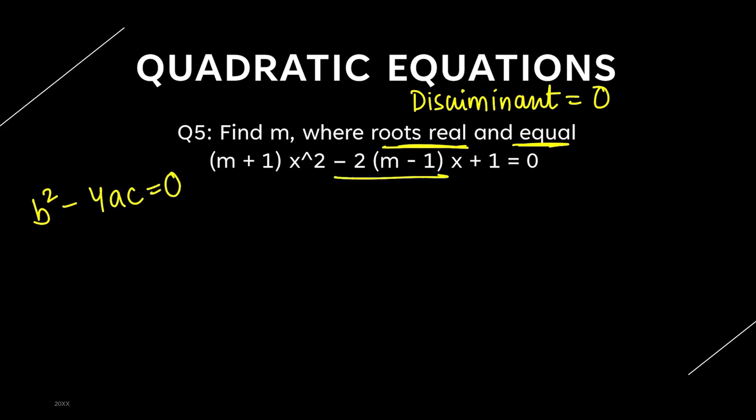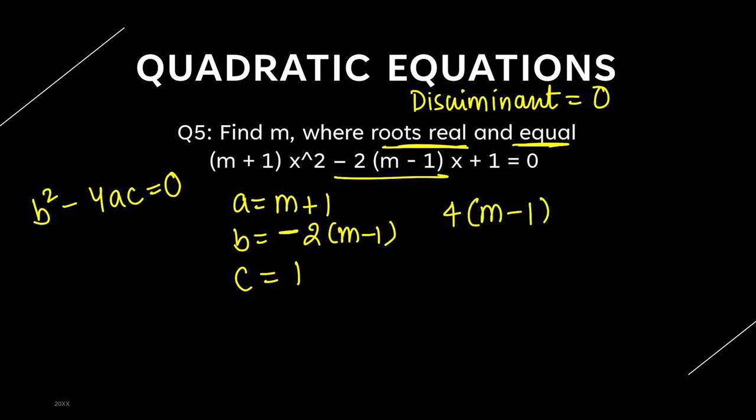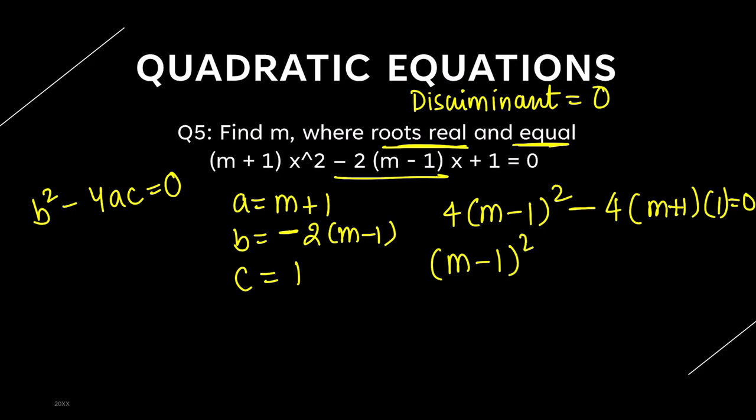So in our case, a is m plus 1, b is minus of 2m minus 1 and c is equal to 1. So b square will be 4 times (m minus 1) square, right? Minus of 4, a means m plus 1, c is 1, equal to 0. So this will be 4 common, (m minus 1) square minus of m into (m plus 1) is equal to 0. You can solve for the value of m, that is the answer.